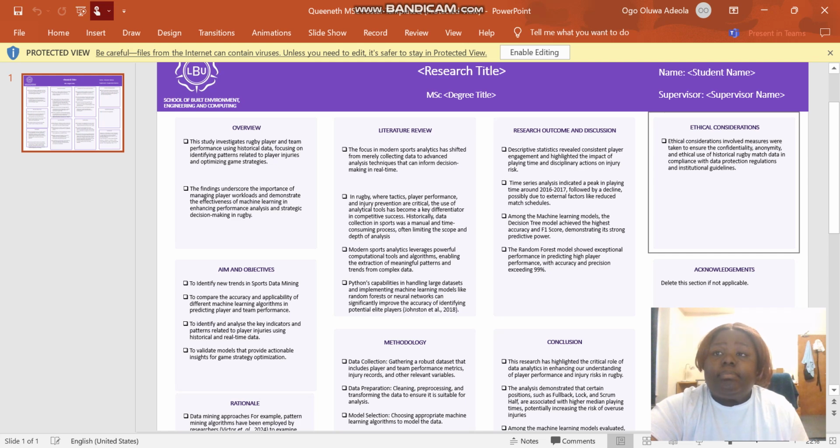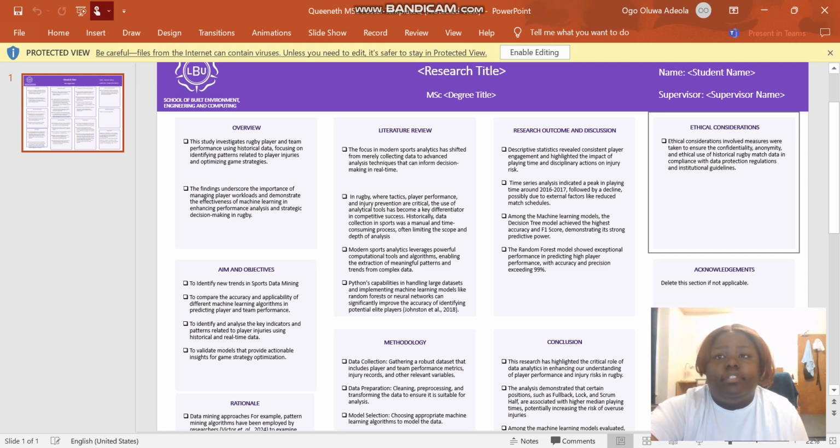But these models were then trained and evaluated using accuracy, precision, recall, and F1 score to determine their effectiveness in predicting player and team performance. The results helped me to compare the applicability of different algorithms for this task.